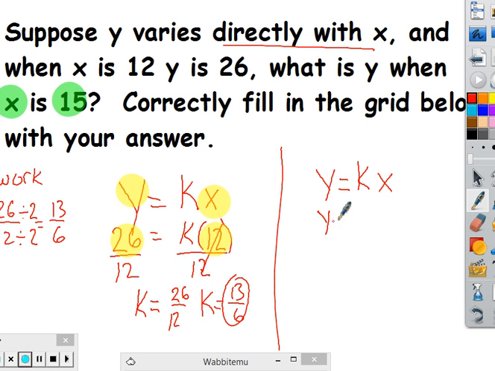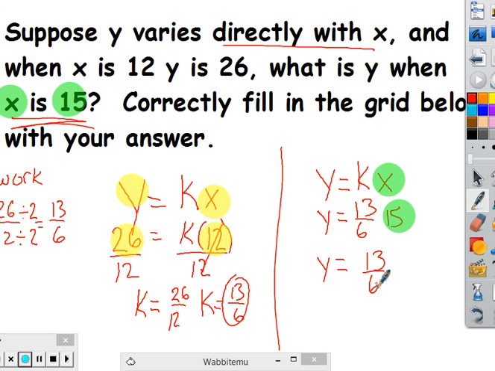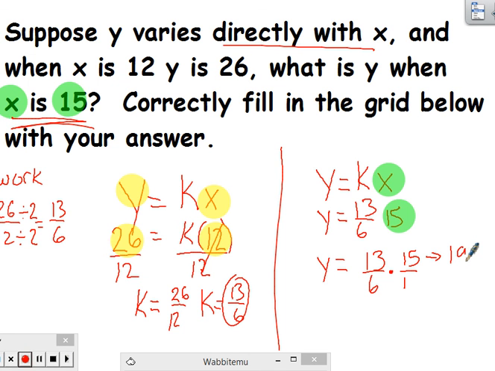So we have y is equal to 13 over 6, and we have now changed our value of x to 15, and so we're going to use 15 in our equation where our x is. X is 15 now. And so we are multiplying. Y is equal to 13 over 6, and 15 is a whole number, so we will make that 15 over 1 and multiply the numerators first to get 195, and our denominators to get 6.